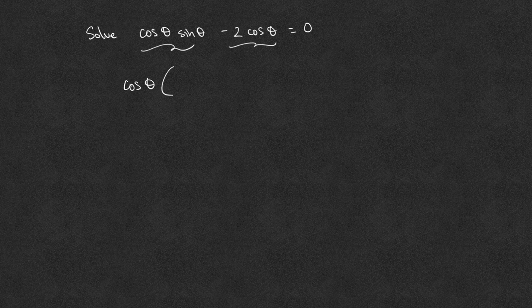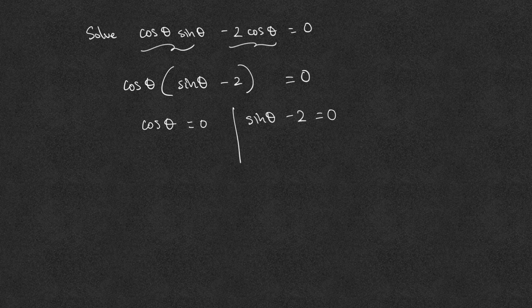Cosine of theta times sine of theta divided by cosine of theta will give us sine of theta. Negative 2 cosine of theta divided by cosine theta, we end up with negative 2. This is a zero product, and this is the reason why we factor the left-hand side. If this product is 0, we can set each of the factors equal to 0. So cosine of theta equals 0, or sine of theta minus 2 equals 0.